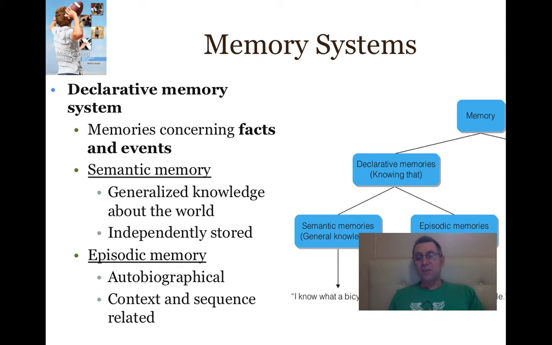The other branch within declarative memories is episodic memories. So this is sort of personal knowledge. Autobiographical, it's context and sequence related. The example they give here is that I remember my first bicycle. Oh yeah, I can remember that bike. It was red, had big handlebars. This is one, and as I mentioned earlier, these things can be proven.